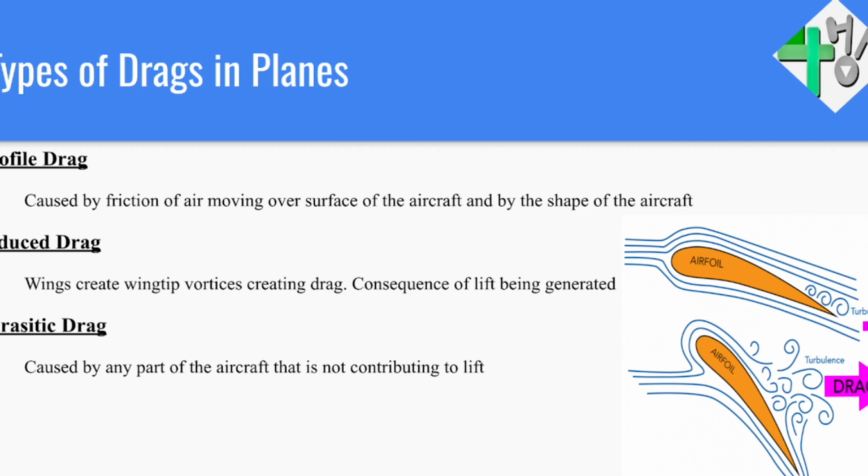We also have induced drag, where the wings create wingtip vortices that essentially create drag. The consequence is that it's induced as a result of the lift being generated. And we also have parasitic drag, which is caused by any part of the aircraft that is not contributing to lift.